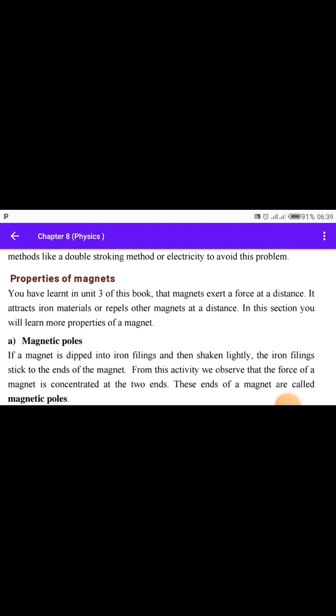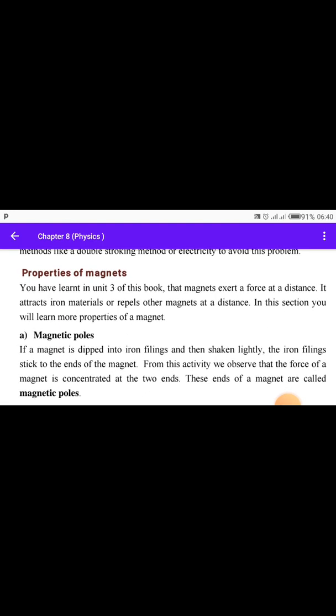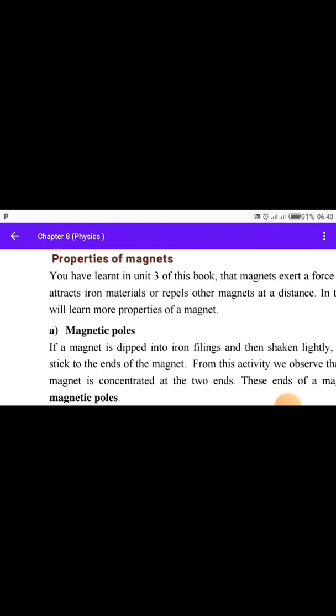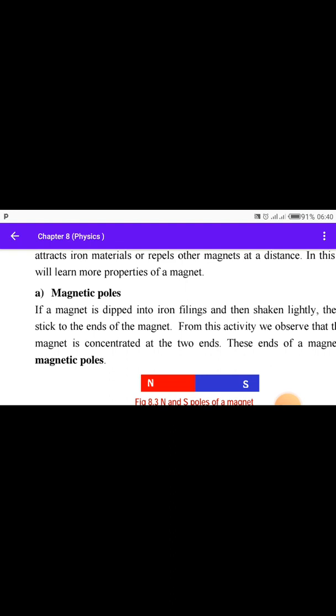In this section you learn more properties of magnet. 1a, magnetic pole. If a magnet is dipped into iron filings and then shaken lightly, the iron filings stick to the end of the magnet.